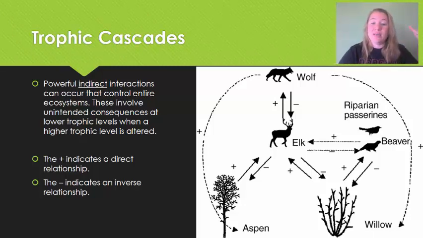So on this diagram, the plus is showing a direct relationship. So as the elk increase, the wolf increase. The minus is showing an inverse relationship. So as the elk decrease, that arrow pointing to the aspen, that's a minus. So that means the aspen are going to increase, so it's an inverse relationship.